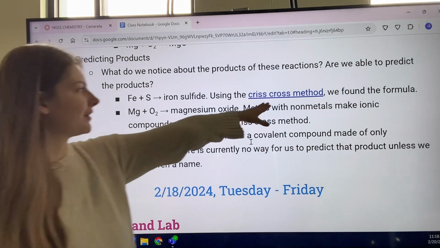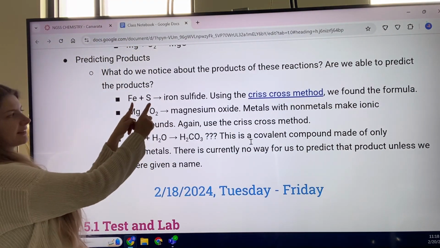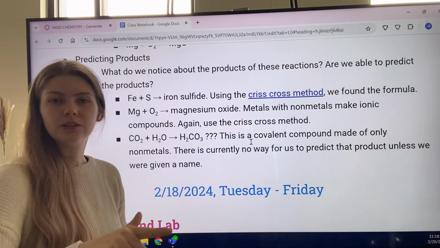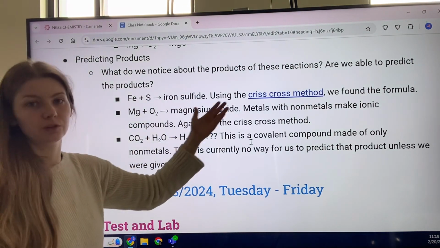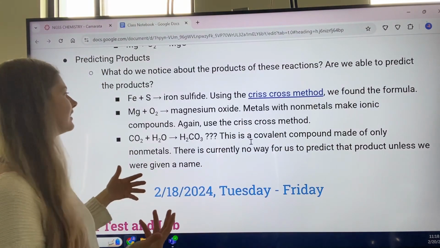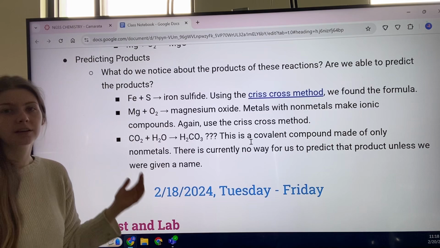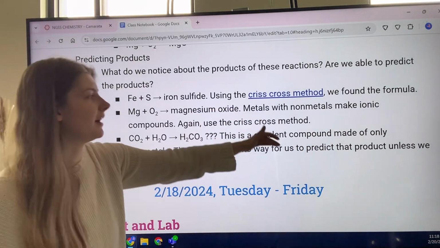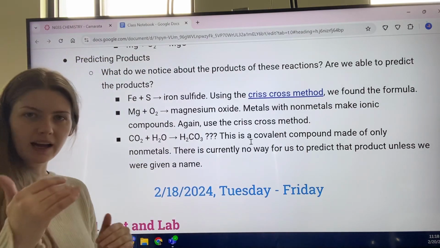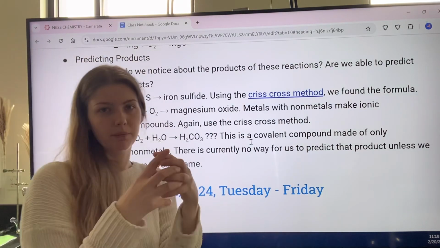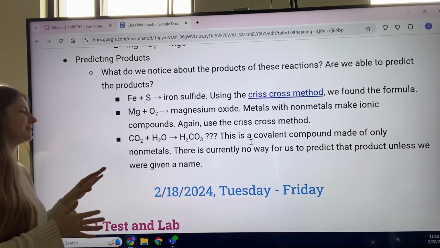You will use the crisscross method to find the products when our reactants are a metal and a non-metal. That part's kind of easy. Iron and sulfur make iron sulfide. We've done that since last unit. Magnesium and oxygen make magnesium oxide. Again, anytime we have metals with nonmetals, you just have to find the ionic formula for when they come together. But that last one is a little bit trickier.